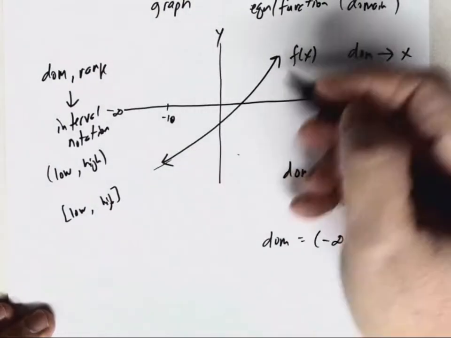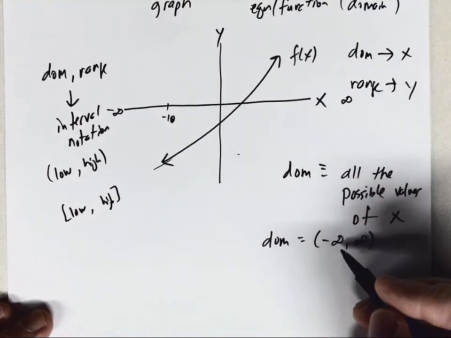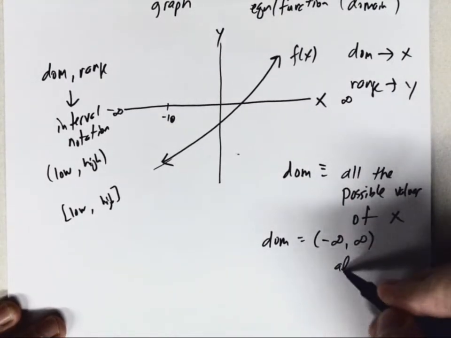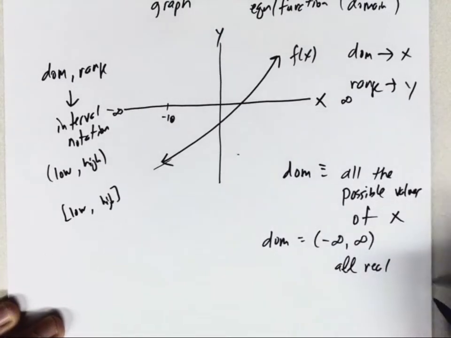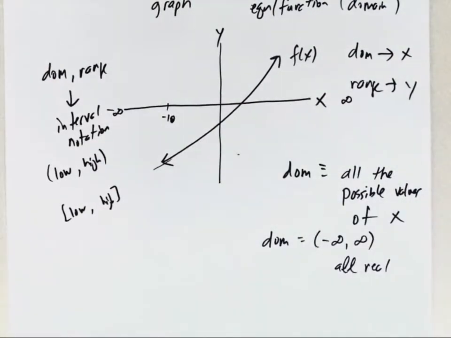That's the domain of this graph. It's an interval. In this special case, sometimes people like to say all real numbers, because you notice every number x can be is included here.